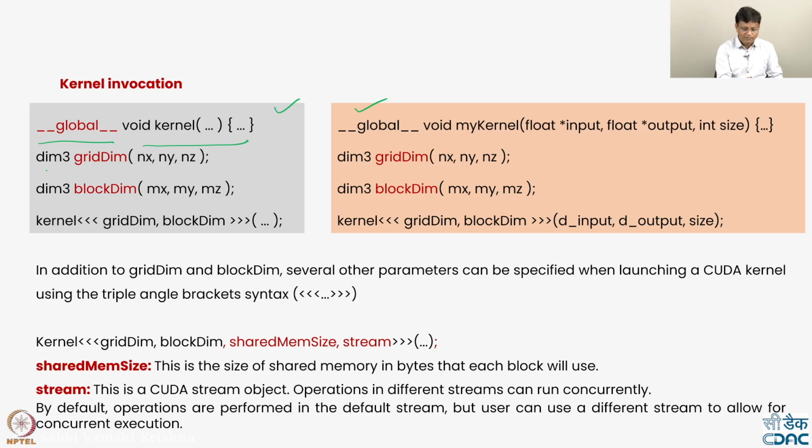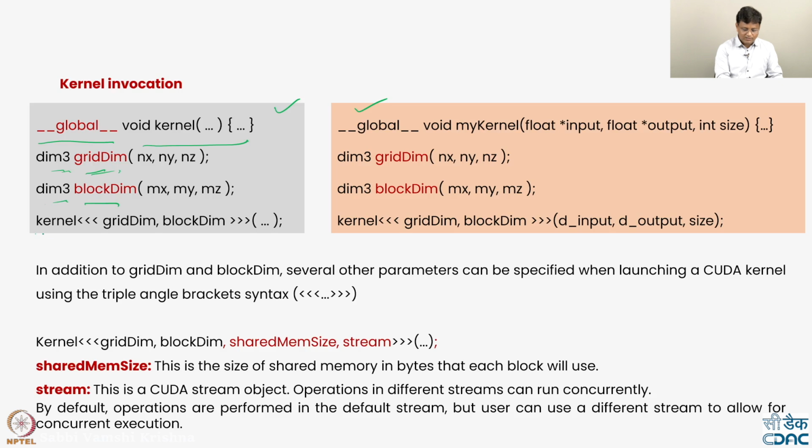Apart from that, I have used dim3 gridDim and dim3 blockDim. I am going to specify some number of blocks and number of threads in x, y, z directions. Last, you can see how this kernel should be launched so that it can execute on the available GPU.